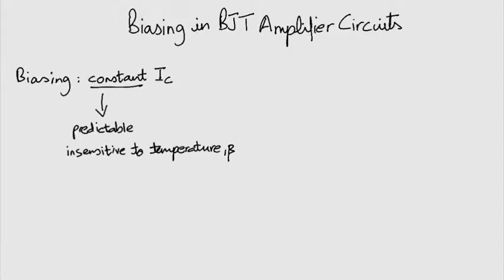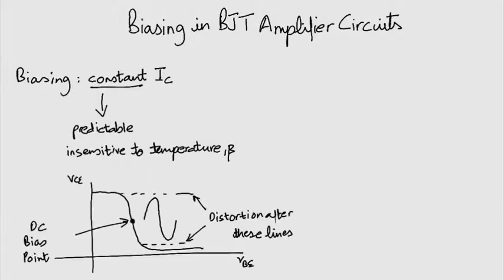Also, the DC bias point should allow for maximum output signal swing. This you can see on the bottom left of your screen. If the output signal swing is not accommodated, distortion is going to occur. For more details, see the video in the instructor's notes from the MOSFET module.